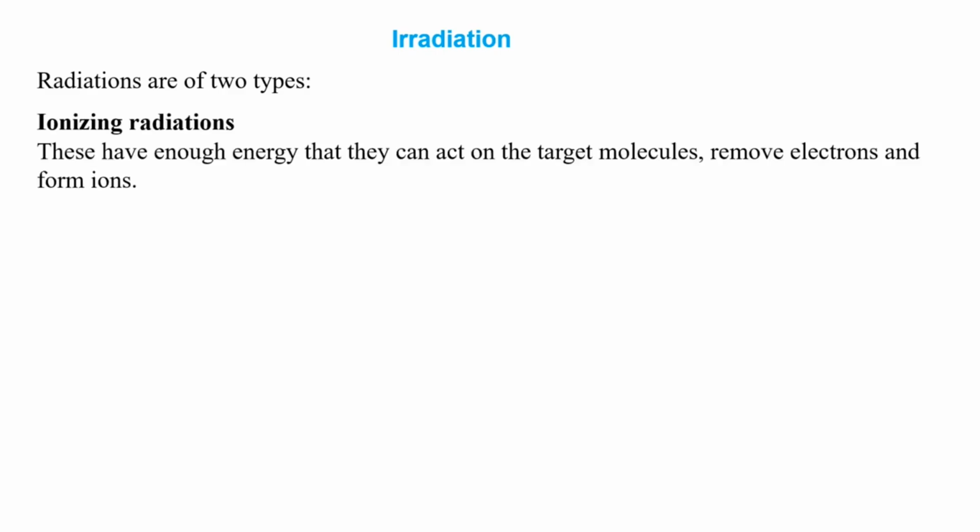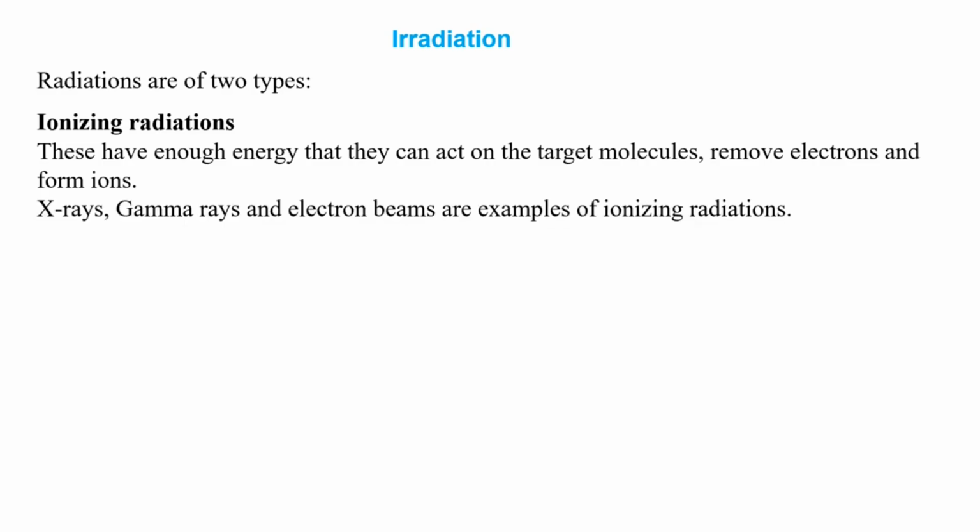The next physical method of microbial control is irradiation. Radiations are mainly of two types. Ionizing radiations. These have enough energy that they can act on the target molecules, remove electrons and form ions. X-rays, gamma rays, and electron beams are examples of ionizing radiations. Their wavelengths are smaller than 1 nanometer.